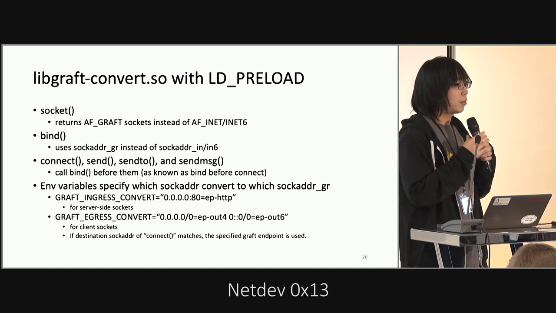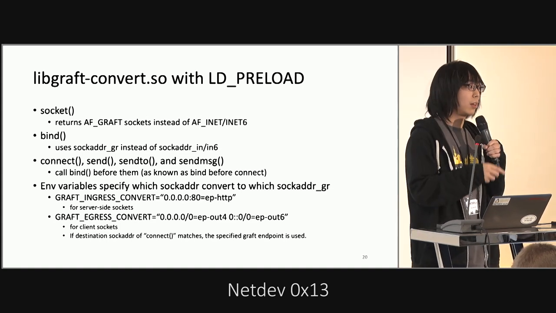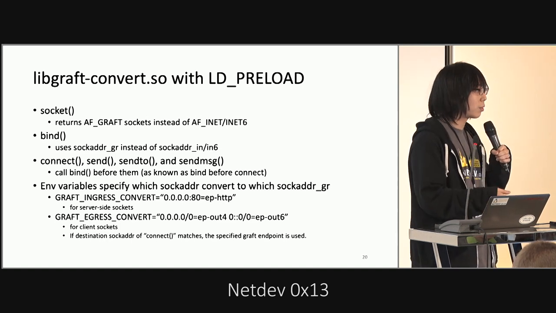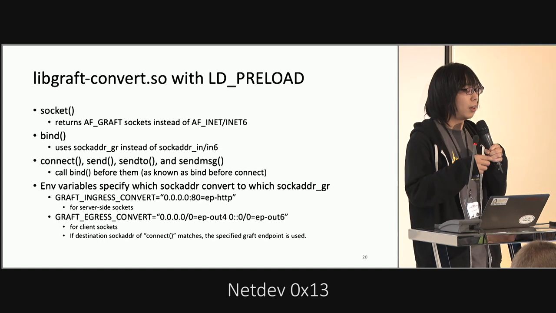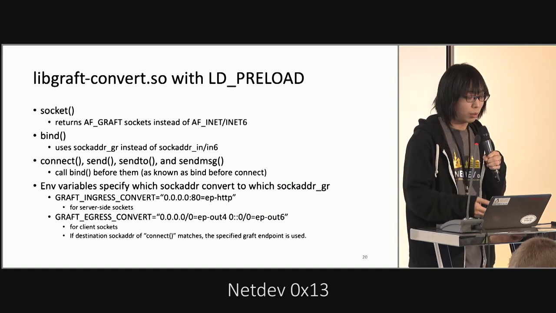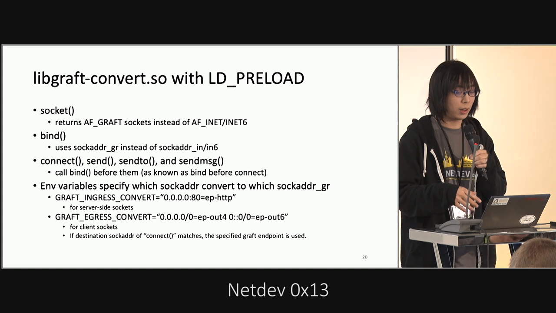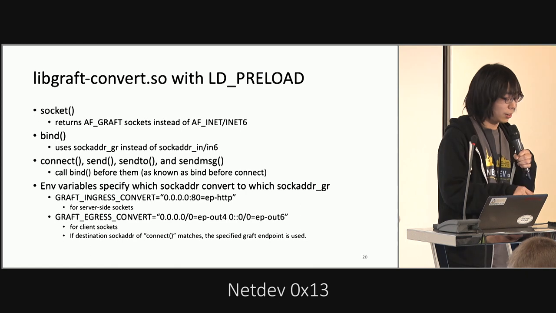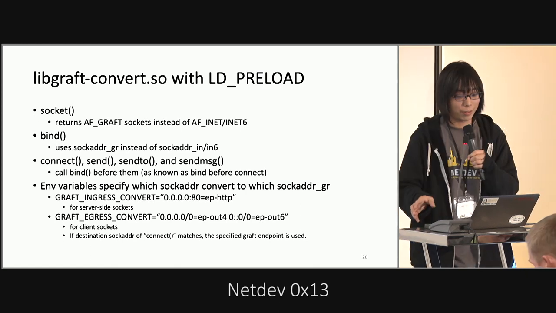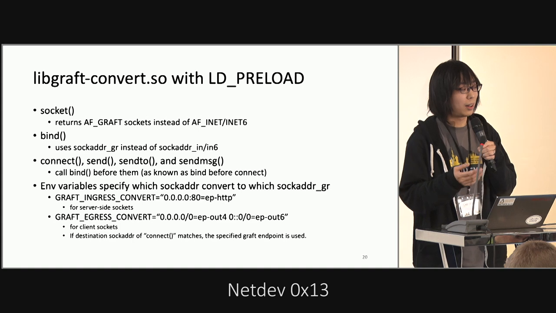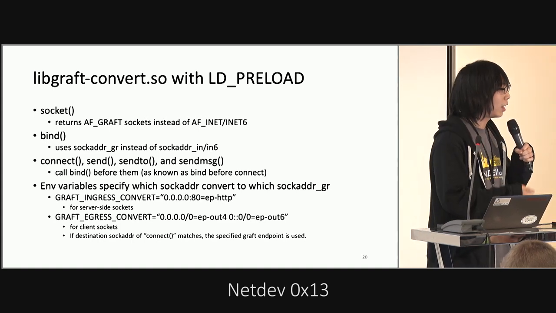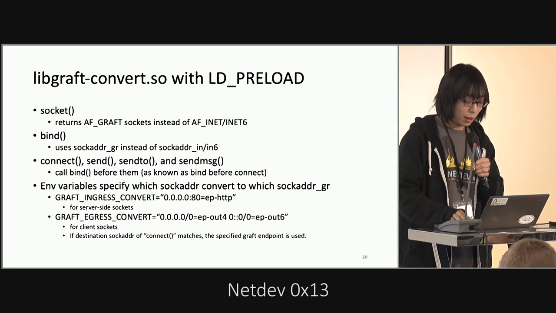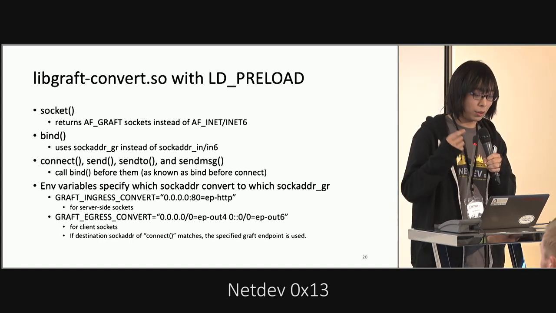As you know, a typical client socket does not require the bind system call, but the AF_GRAFT socket requires bind to determine the host endpoint. So we use the library to convert such client socket source code. To make such an application AF_GRAFT capable, we use a technique called bind-before-connect, which determines the source endpoint for the connect.